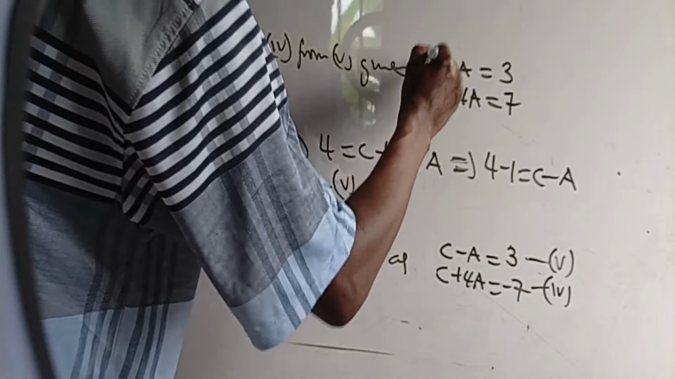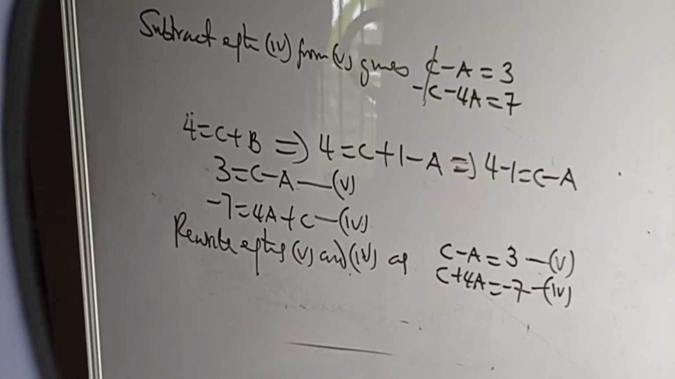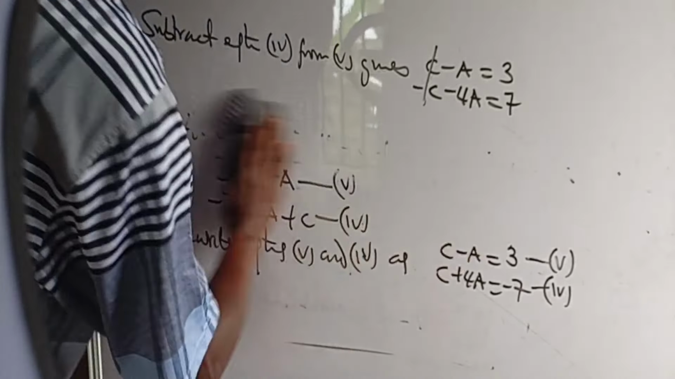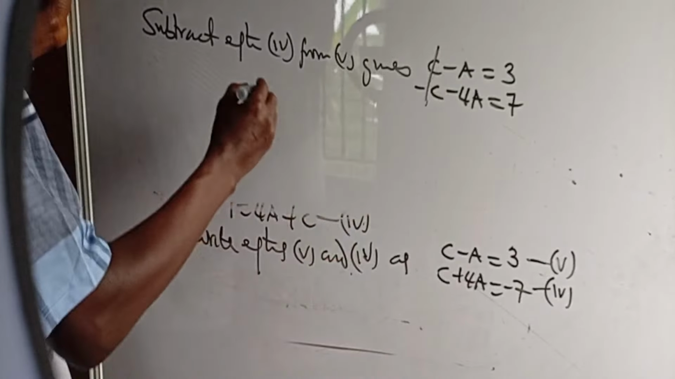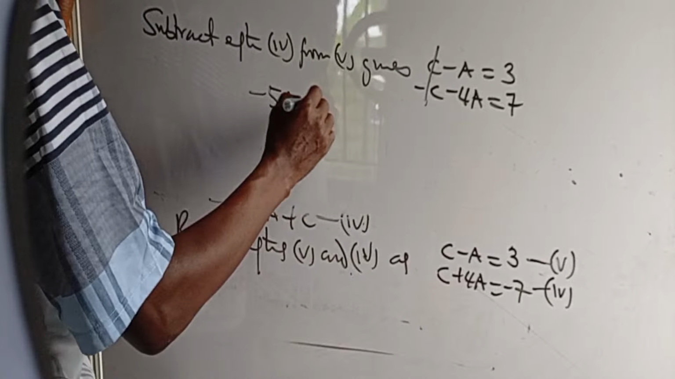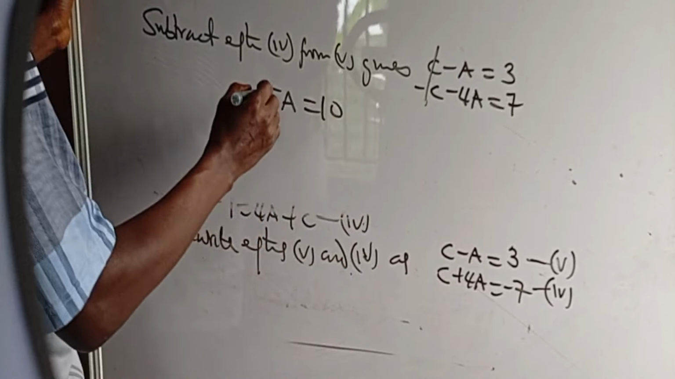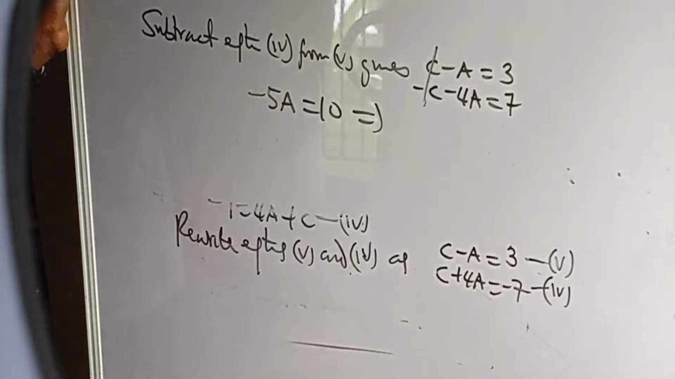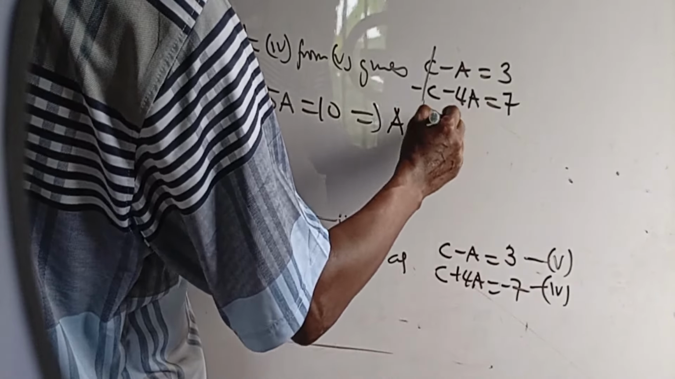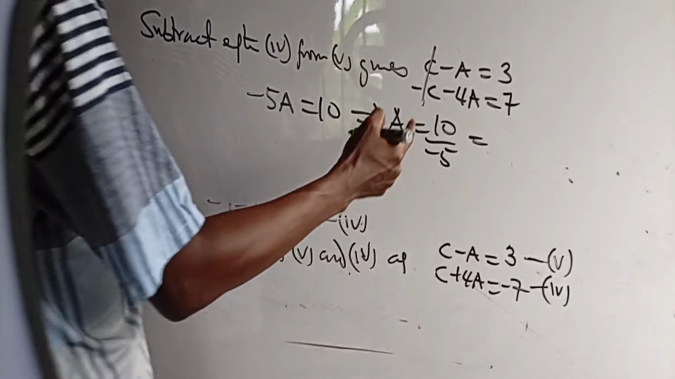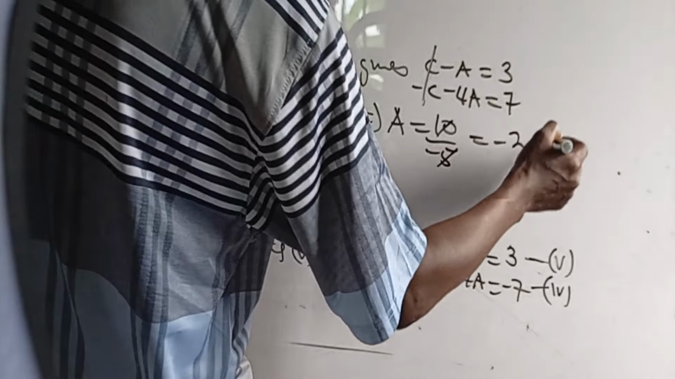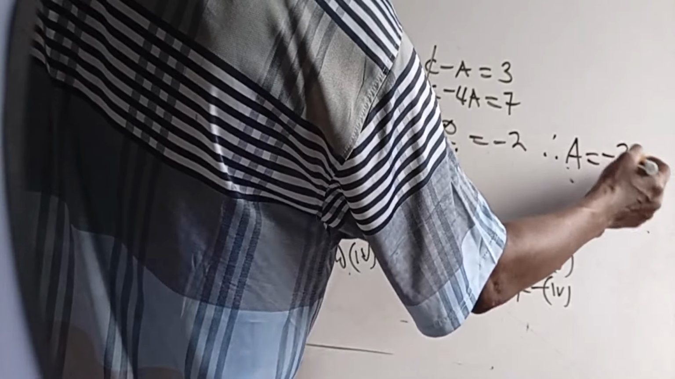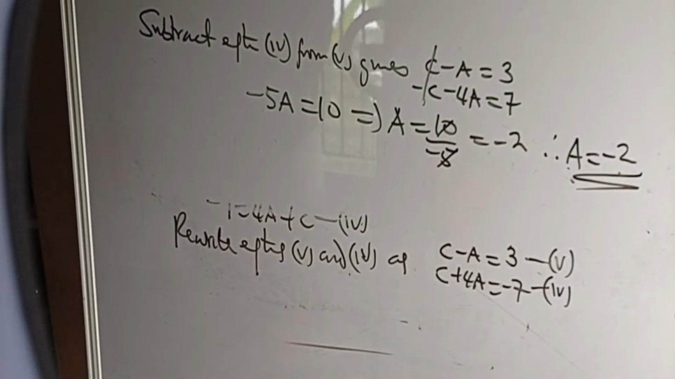So from there, C will cancel minus C. What follows? Minus A minus 4A, that's minus 5A equals 3 plus 7, which is 10. So how do we get A here? Divide both sides by minus 5. So A will be 10 over minus 5. Plus times minus is minus. 10 over 5 is 2. Therefore, A equals minus 2. We have gotten A to be minus 2.